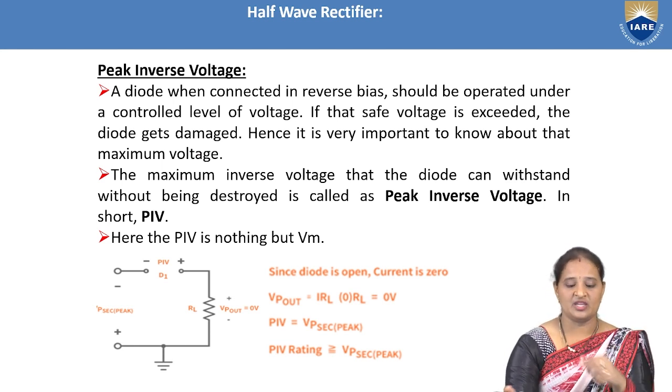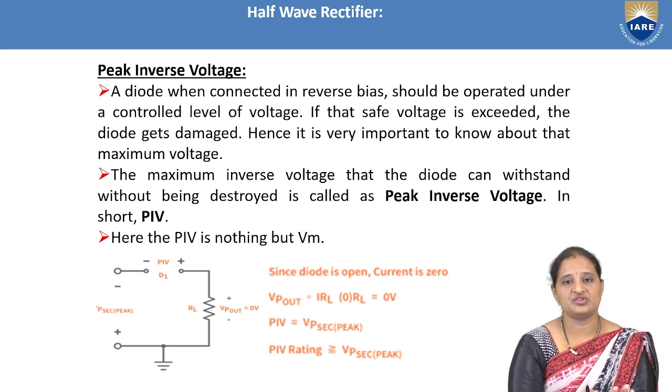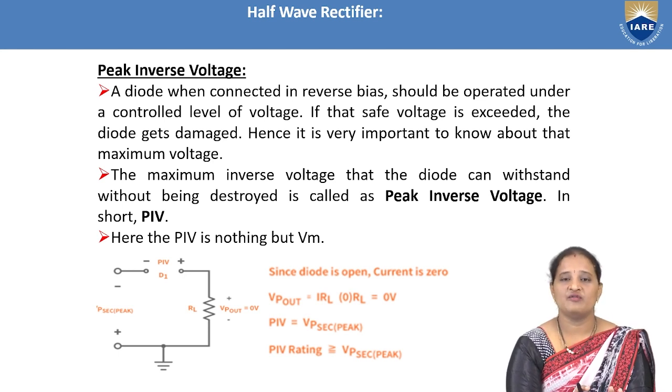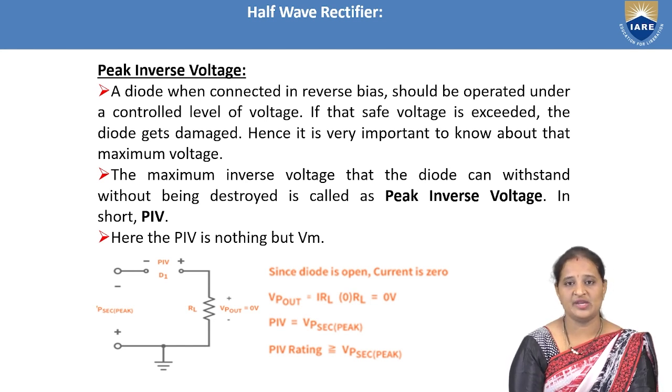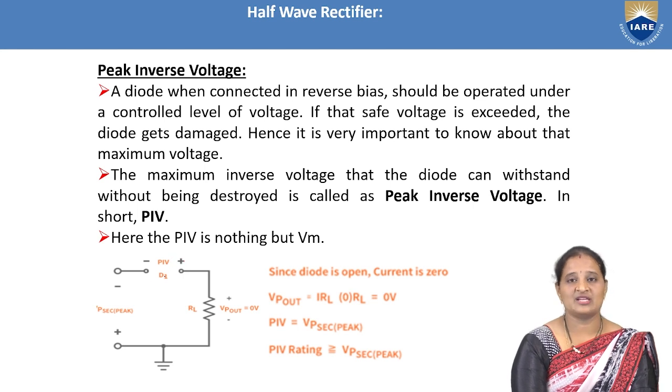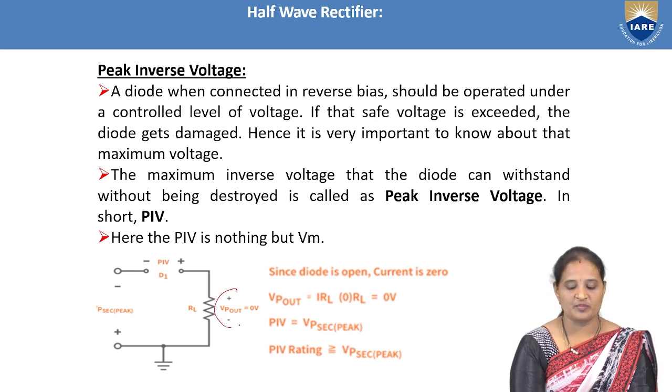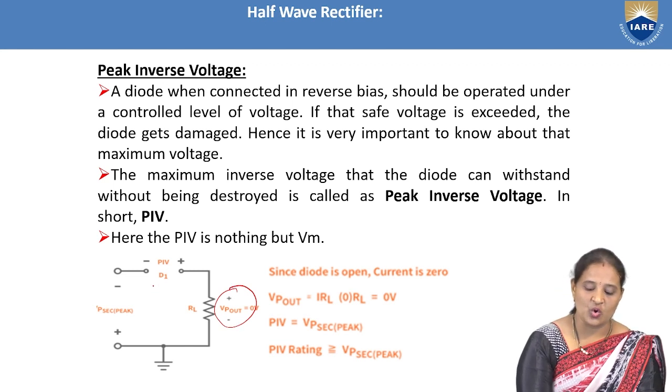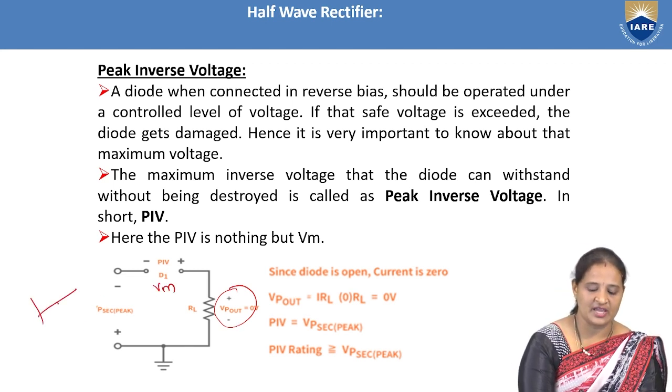Now the next factor is peak inverse voltage. As you already know the definition of peak inverse voltage, it is the maximum reverse voltage that a diode can withstand without any damage under reverse bias. In a half wave rectifier, the diode is reverse biased during the negative half cycle. When it is reverse biased, it is open circuited and hence no current flows through the load resistor, and the output voltage is considered to be zero. The total voltage of the negative half cycle, which is minus Vm, is going to be dropped here.